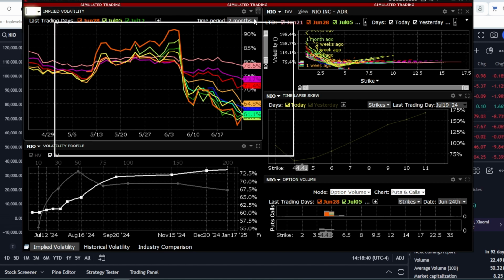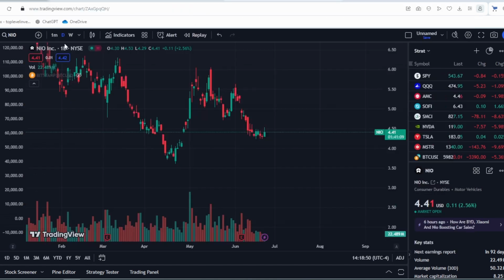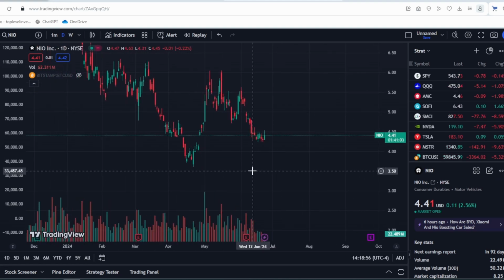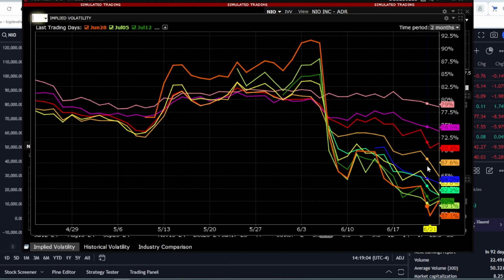As we can see, volatility across all expiration dates is gradually decreasing. This is normal because the company has released its earnings report, which typically leads to increased volatility and uncertainty. Once the report is out, the company's volatility naturally declines. Consequently, the longer the stock remains in a sideways trend, the lower its volatility will be. For some strike prices, volatility is already down to 57%, which is very low.